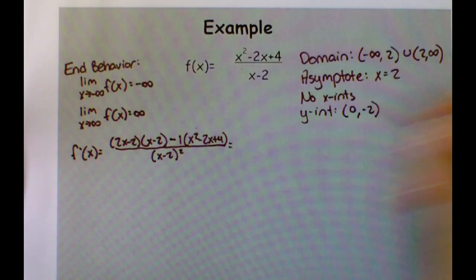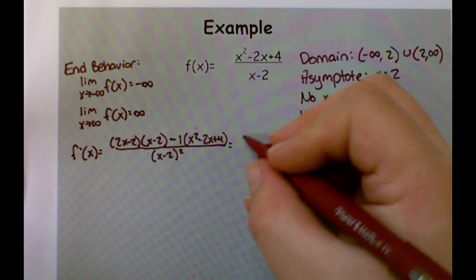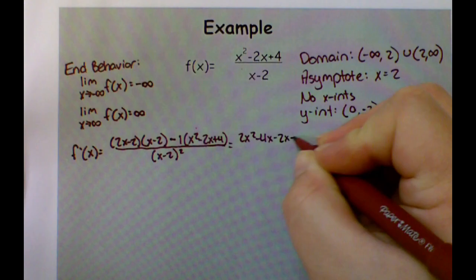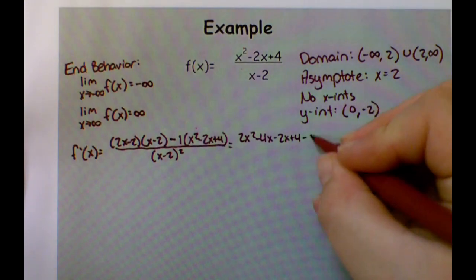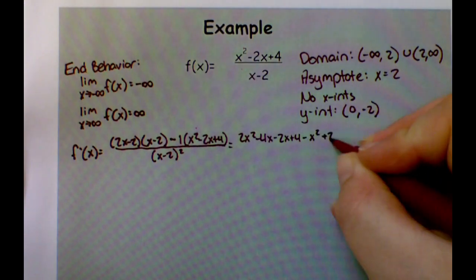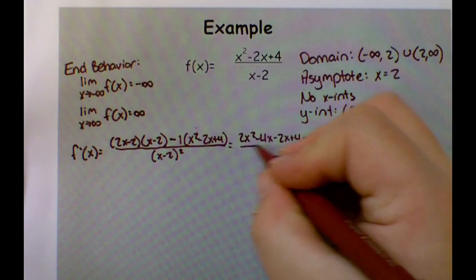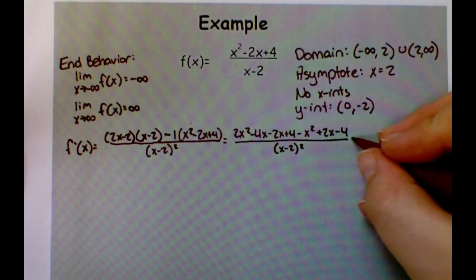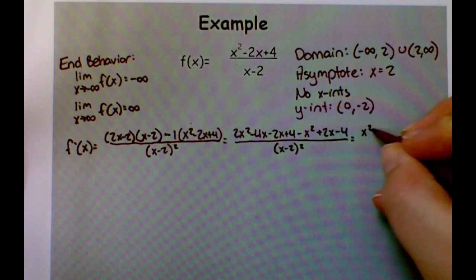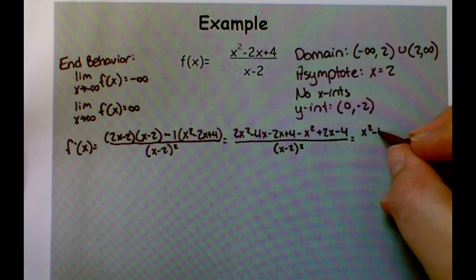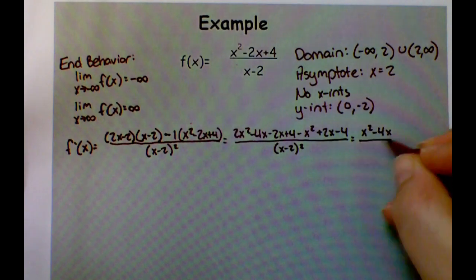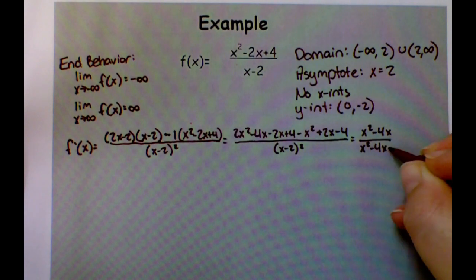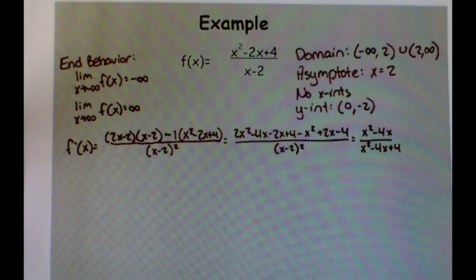When I simplify that, I'm going to FOIL that first piece out. I get 2x squared minus 4x minus 2x plus 4. Distribute my second piece. I get minus x squared plus 2x minus 4, all over x minus 2 squared. Combine a little here. I get x squared minus 4x, and that's it. And I'm actually going to multiply out my denominator, x squared minus 4x plus 4. There is my first derivative.